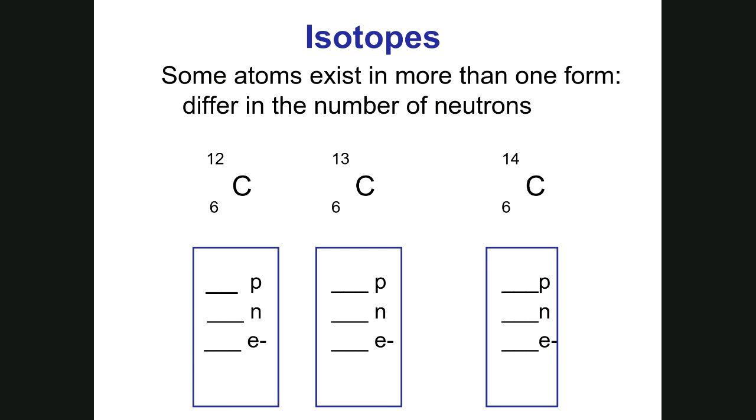When he gains electrons, that means he will have more negative charge, more electrons. He will be called anions.